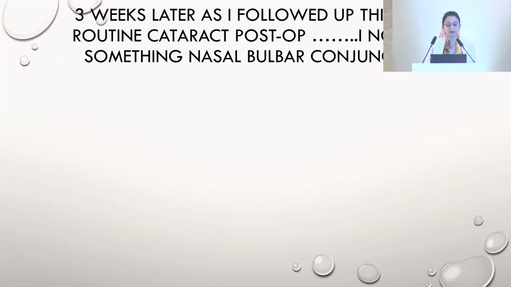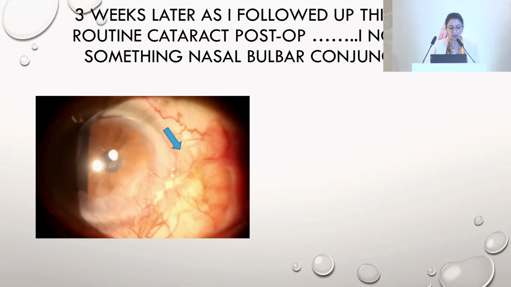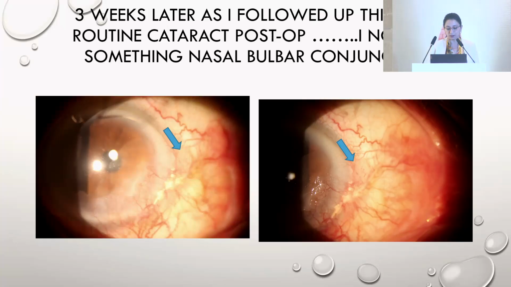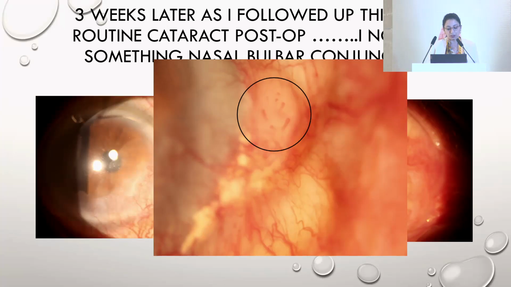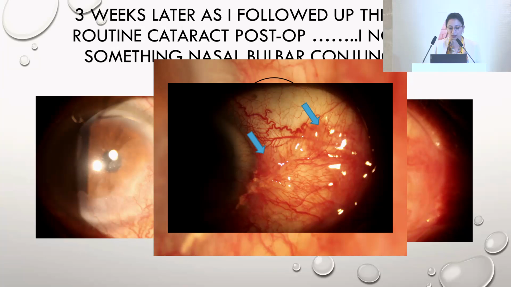Three weeks later, as I followed up this case as a routine cataract post-op, I noticed something on the nasal bulbar conjunctiva. These lesions showed a hair-loop pattern, and it's a no-brainer that this was an OSSN which had developed, just 3 weeks into the post-operative care. The patient was on routine antibiotic steroids and lubricants. Again, I saw a satellite lesion also had appeared.